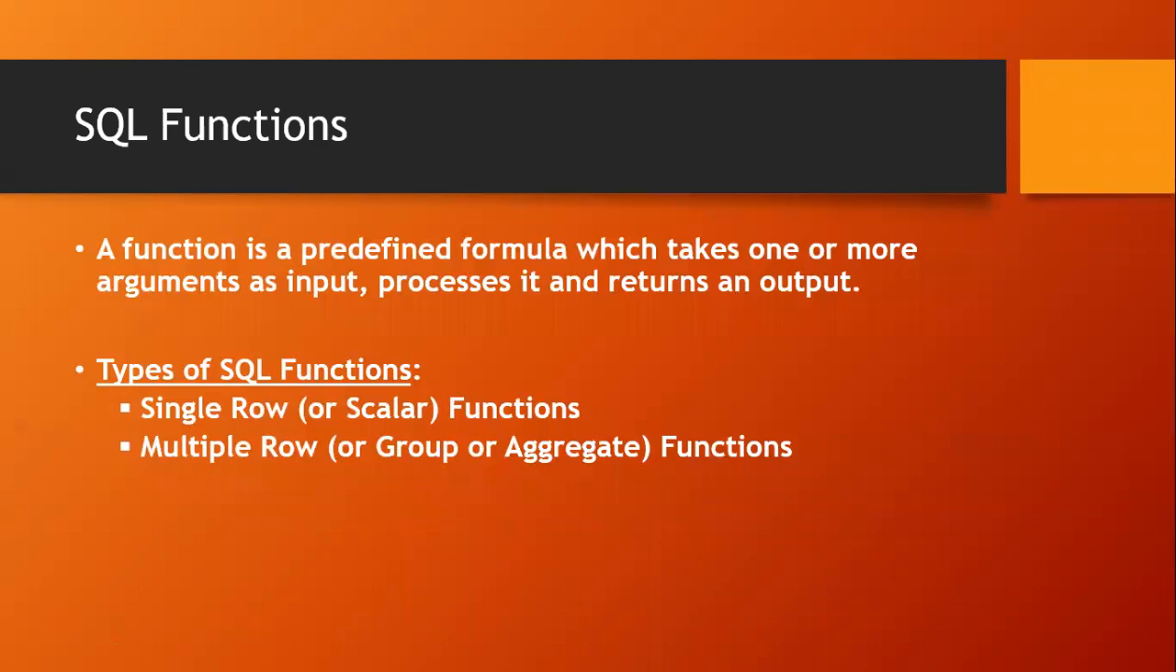A function is a predefined formula which takes one or two or more arguments as input, processes it, and returns an output. That means it will take some values, it will process those values, and it will return an output. The types of SQL functions are single row or scalar functions, and the second category is multiple row or group or aggregate functions.